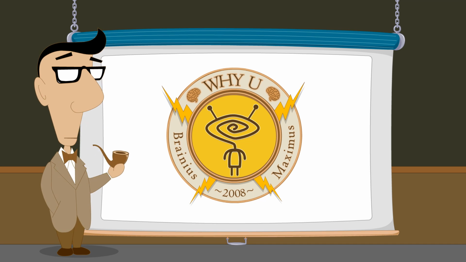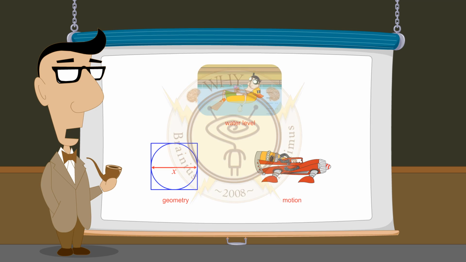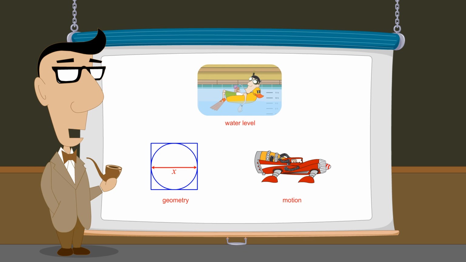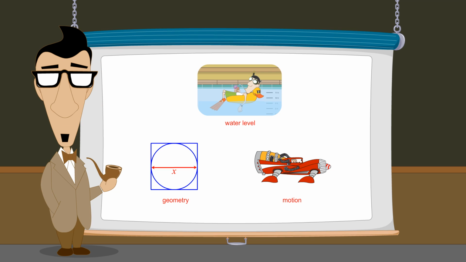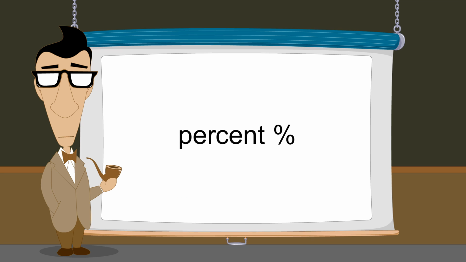In the last few lectures, we studied several forms of linear equations and saw how they can be applied to various types of real-world situations. In this chapter, we will lay the groundwork for solving real-world problems which involve percentages.